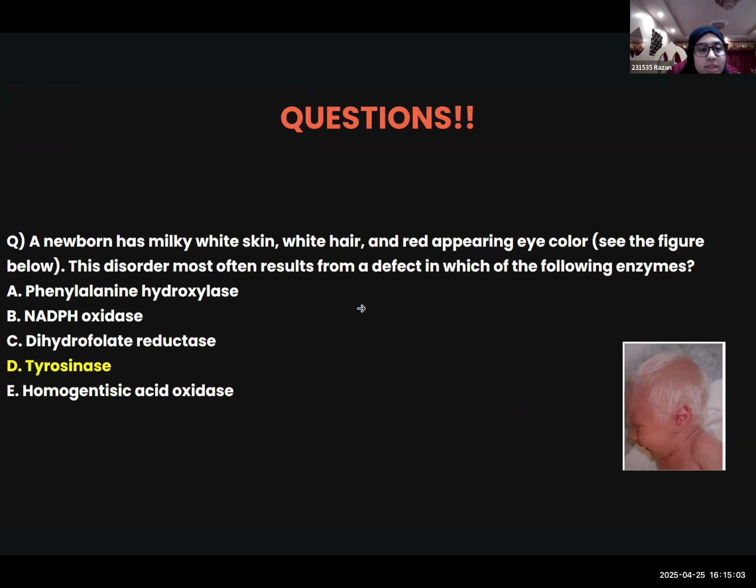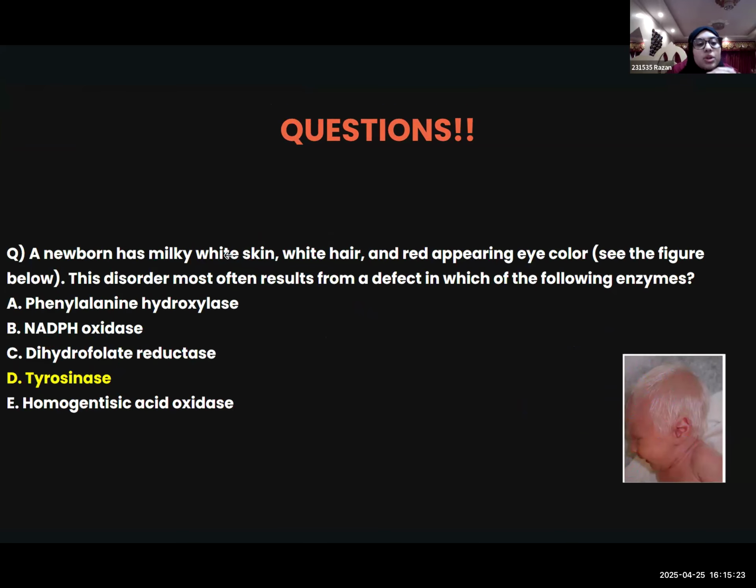It's the enzyme itself that is not there, because the patient here presented with white hair and red-appearing eye colors. I think you cannot see that, but basically, having this presentation, it's deficiency in tyrosinase. So tyrosine is going to be converted into dopaquinone, and dopaquinone will be converted into melanin. That's why here it's the answer. Okay, yeah, I got you.